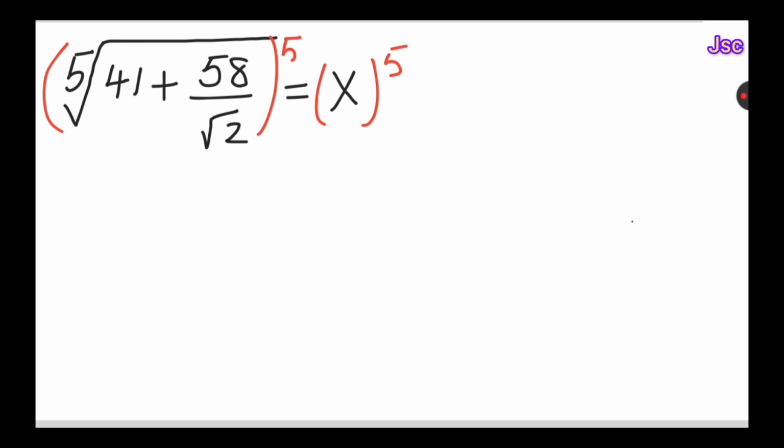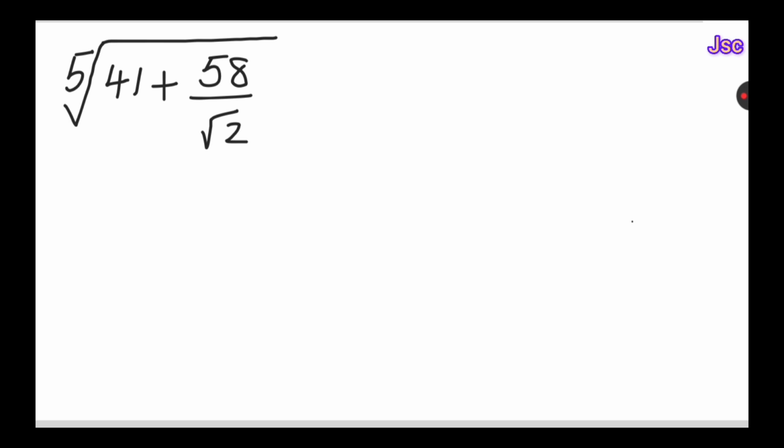Instead, I will be using only math hacks that will be super helpful in our competitive exams. So, let's dive in and explore how to crack this problem using some clever math tricks. So, the given expression is the fifth root of 41 plus 58 over root 2. At the denominator we have root 2.